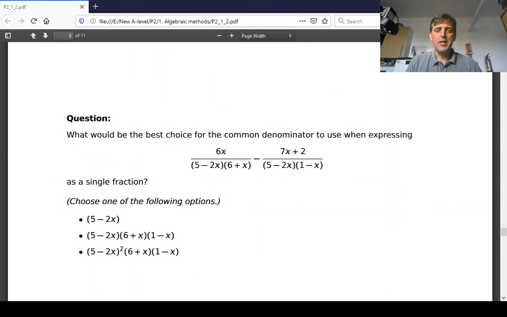So with that in mind, I'd like you to consider the question which is on the screen here. This is an algebraic example again. We're going to do subtraction here, but same idea, right? We need to find that common denominator. What would be the best choice out of the 3 options I've given to you there for the common denominator? Pause the video, have a think about it, and restart when you're ready.